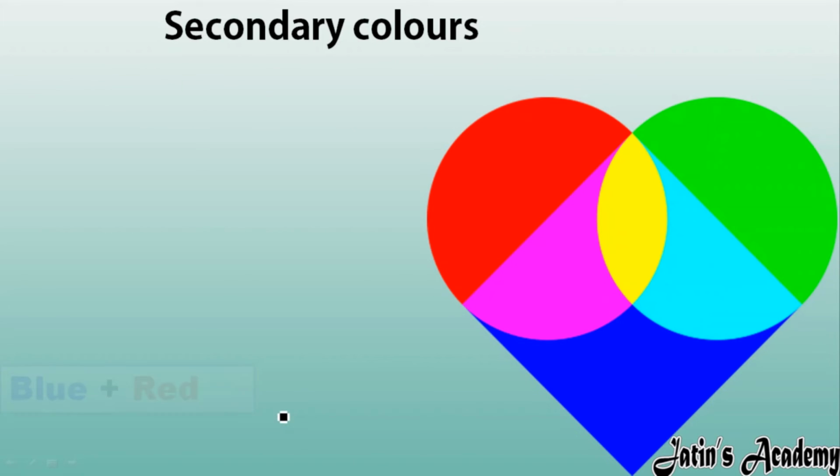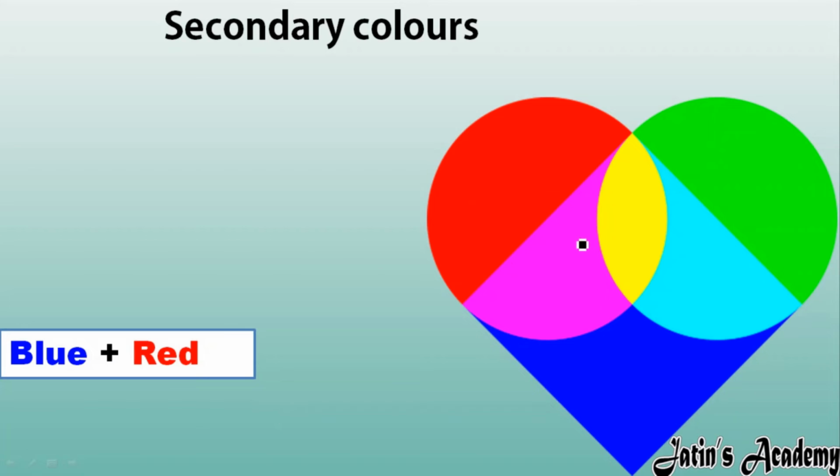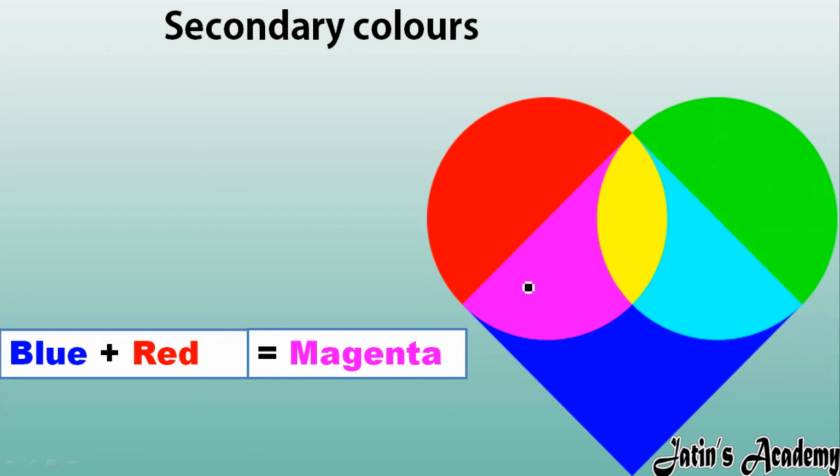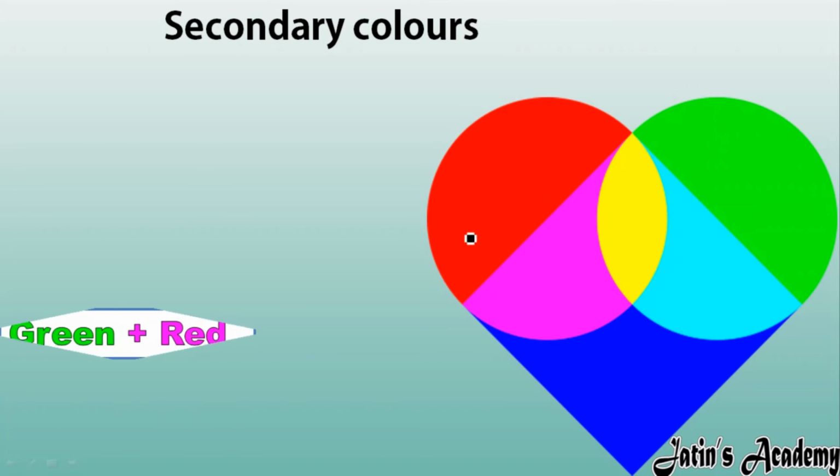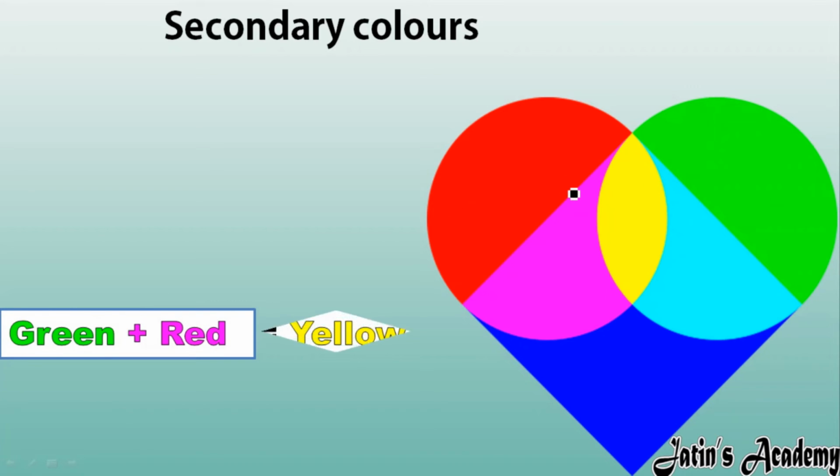Next we are having blue plus red. When blue plus red mix with each other, it will form magenta color. This is a dark pink, you can say magenta color. And when green and red combine with each other, they form a yellow color. So when there is a mixture of two primary colors, it will form a new color, and that new color is known as a secondary color.